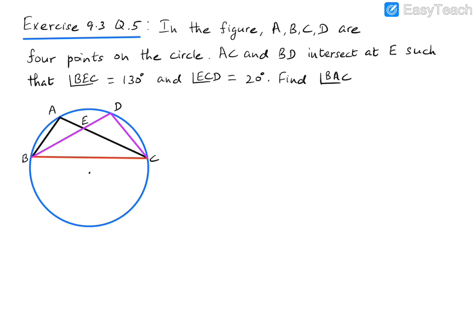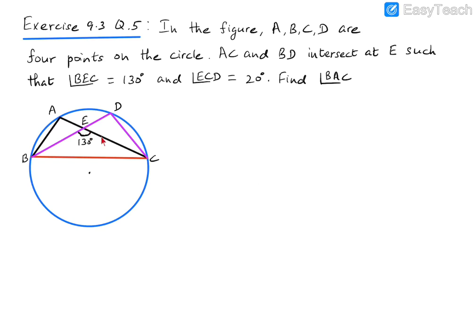Okay, in this next exercise problem, which is question number 5 from exercise 9.3, we are given a circle with a chord BC, and it is stated that A, B, C, and D are 4 points on the circle, and we have a chord BC, and then we have two segments AC and BD, that is the line segment AC and the line BD, intersecting each other at E at this point over here, such that the angle BEC is 130 degrees. So that means we are given that this angle over here is 130 degrees, and also we are given that the angle ECD is 20 degrees.